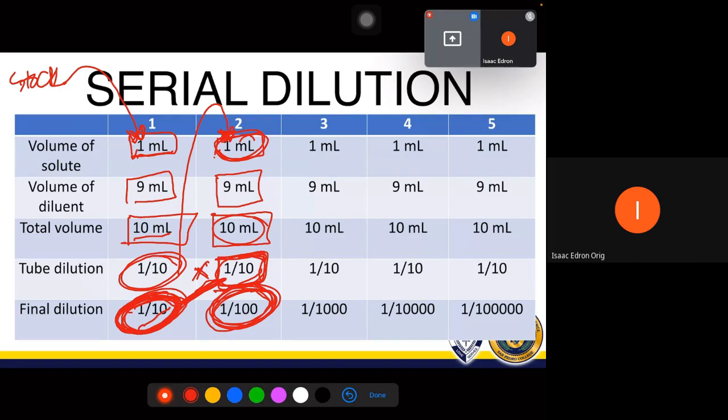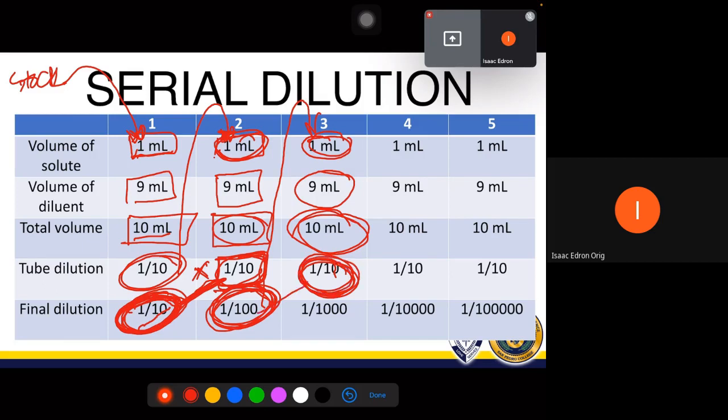Tapos dito, same na naman, kukuha ka na naman dito, lalagay mo naman 1 ml sa tube number 3, dilute mo with 9 ml, then 10 ml na naman total volume, then tube dilution niya naman is 1/10 kasi 1 ml over 10 ml total volume. Then, multiply mo ang tube dilution ng tube number 3 with the final dilution of tube number 2. So, 1 is to 1,000. Okay? So, easy lang siya.